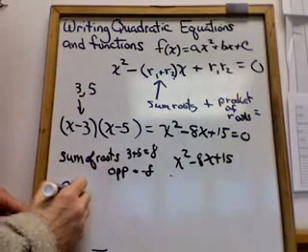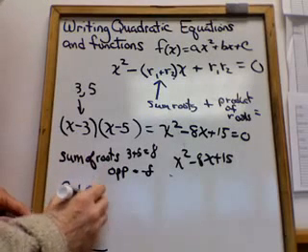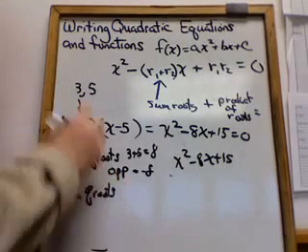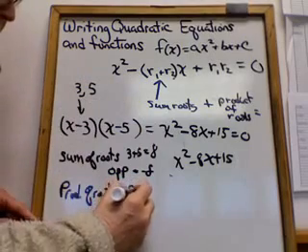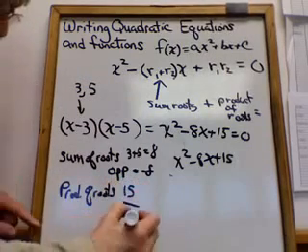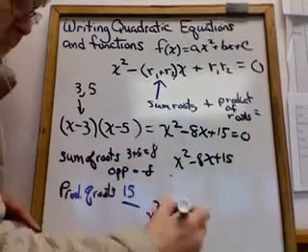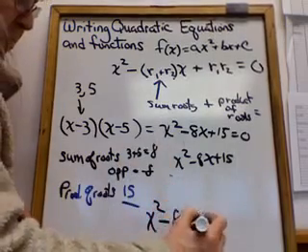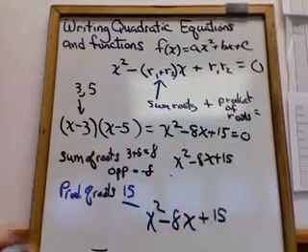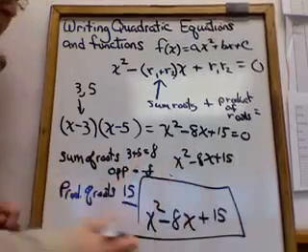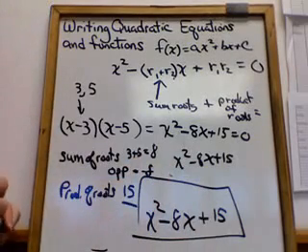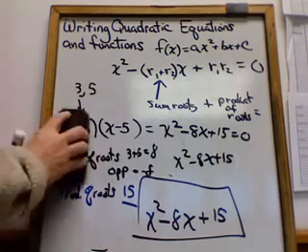And what's the product of the roots? 3 times 5 is 15. So I can write the equation by going x squared minus the sum of the roots times x plus the product of the roots. And I can get an equation that way. So tonight's homework is going to have you find equations using both of those rules.